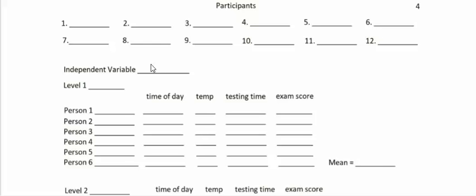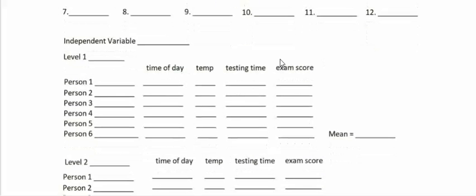Next, make up an independent variable. So decide what independent variable you're going to manipulate in your experiment. And it's up to you what to pick within certain constraints. And I'll explain what those constraints are in just a moment.